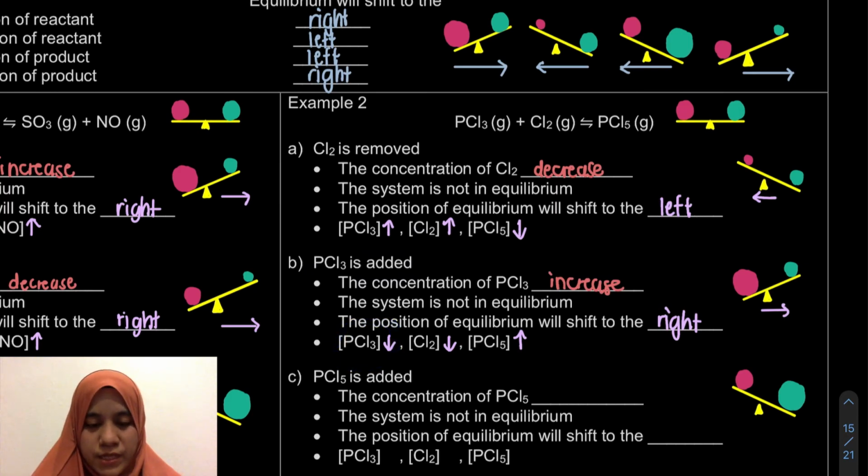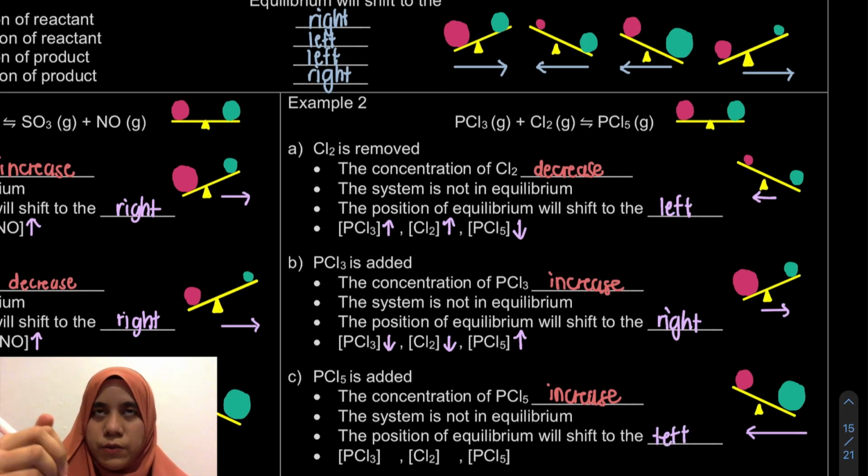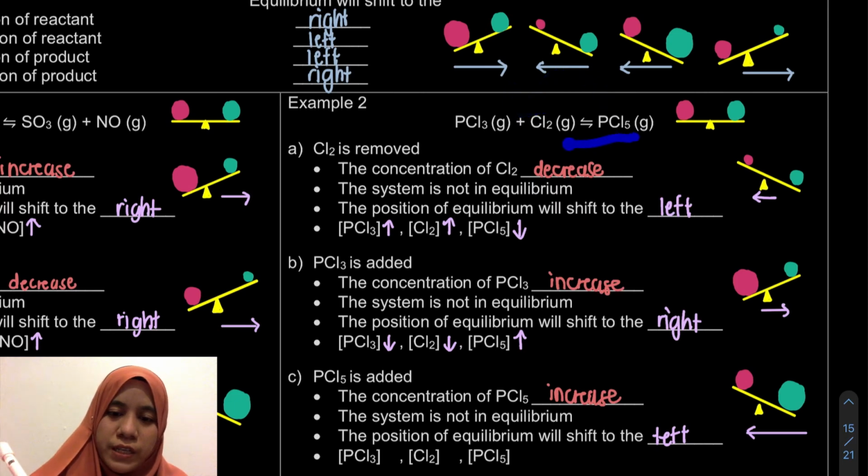Last one is PCl5 is added. PCl5 yang ni pula. So, concentration dia akan increase. The system is not in equilibrium. Sebab dari besar sini kan. So, kita tengok dia nak shift to the right ke shift to the left. Sini sebenarnya nak shift to the kita punya left. So, when the system shifts to the left, so maknanya PCl5 semua bertukar jadi PCl3 dengan Cl2. So, PCl5 ni berkurang, tapi PCl3 dengan Cl2 ni bertambah.